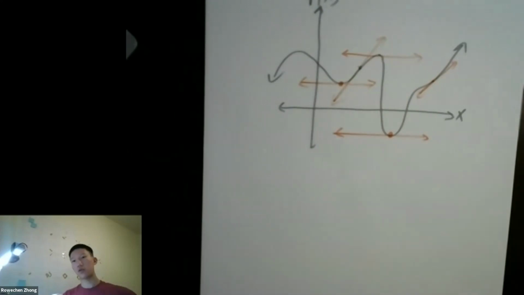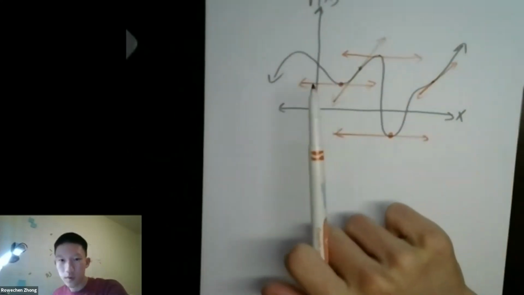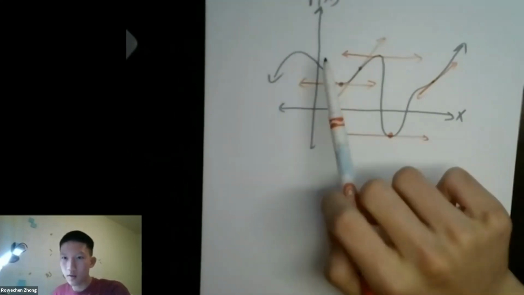Oh, and what is the notation? The notation for this. If you think about it, I can find a derivative at any particular point, right?